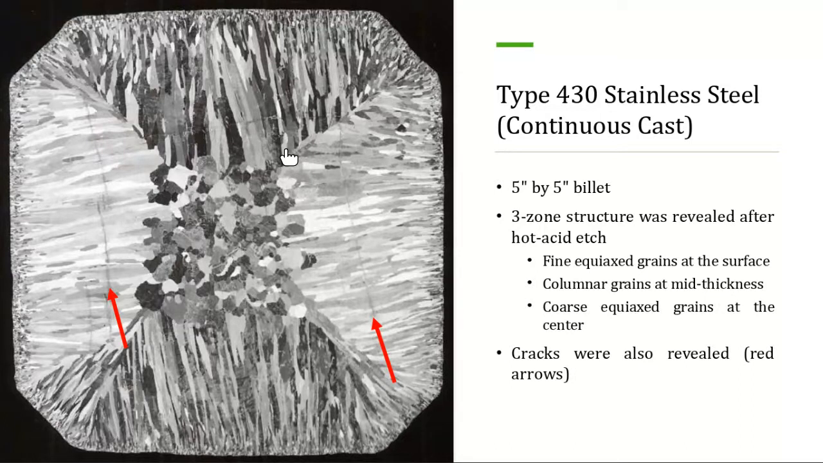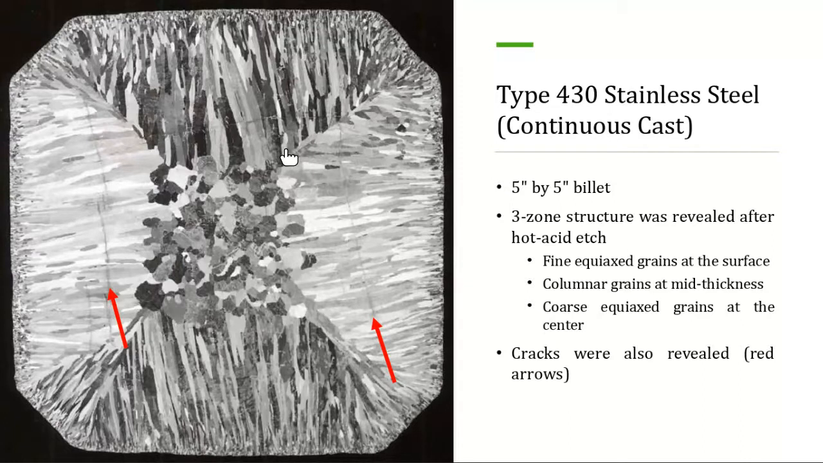So this is one of the reasons why the steel industry likes to use macro etching in a quality control environment, is because they want to make sure that they're getting the product that they want.